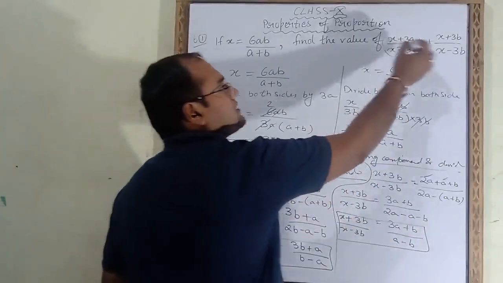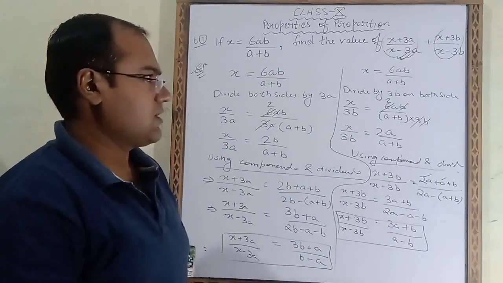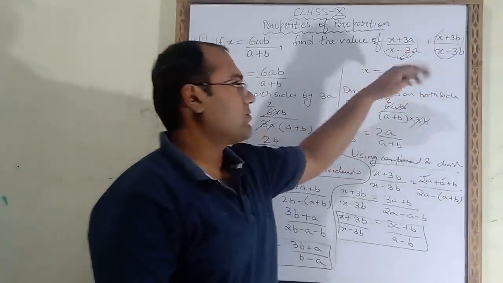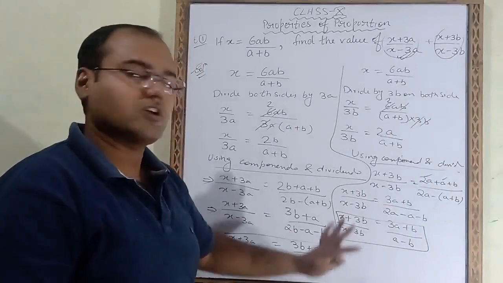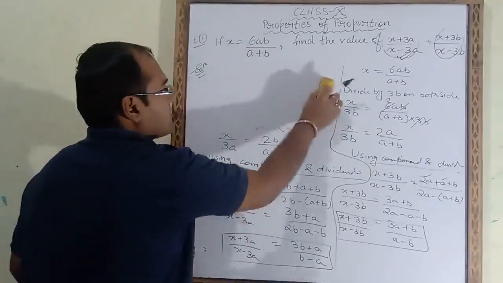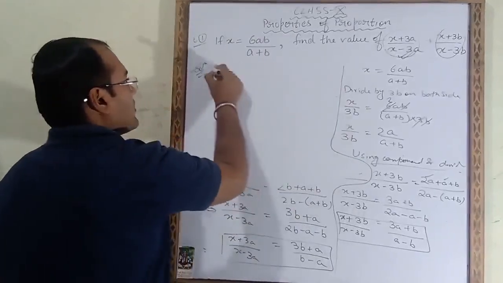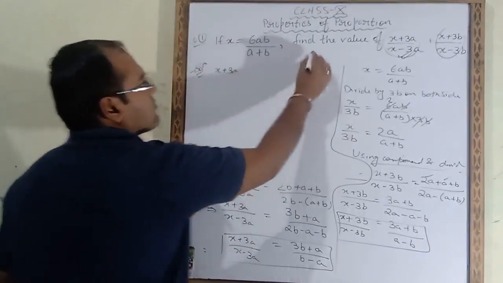So the answers of this and this we have found. Now what we will do? We will use this statement and put in the values of these two terms. So what will be the next step? Next step is we will note down what we have to find. We have to find the value of this.